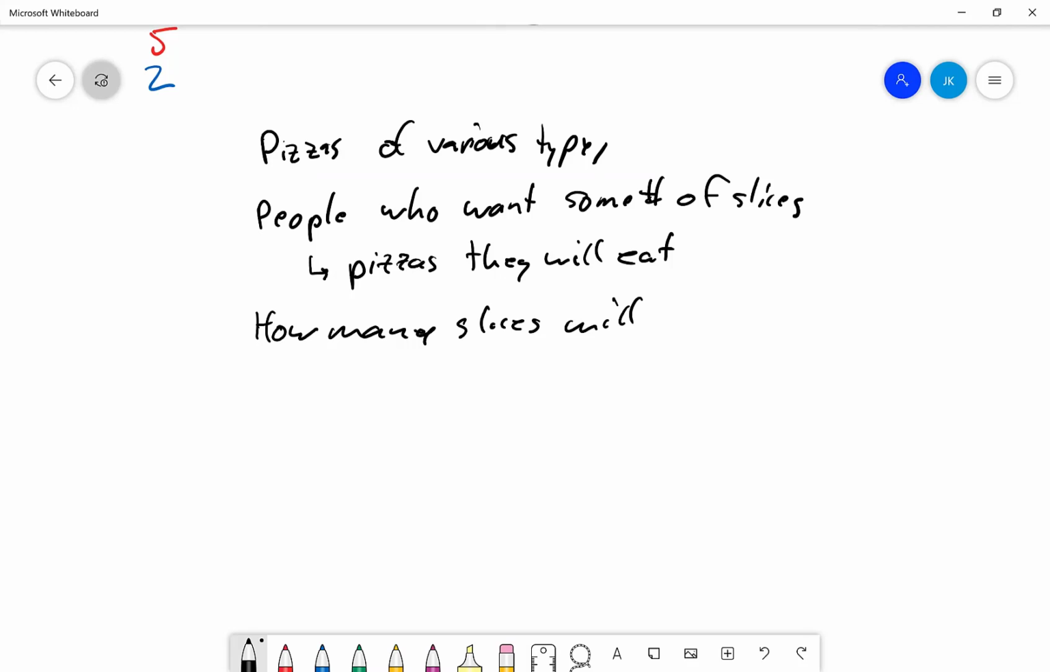Because you might say, oh, well, if I give you pepperoni, then that person who could only eat pepperoni can't eat it. But if I give them the pepperoni, then I could give you the supreme pizza and everything would work out. Okay. How many slices will get eaten? Or basically, can you feed everyone?